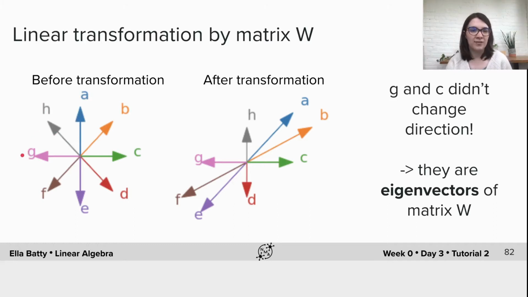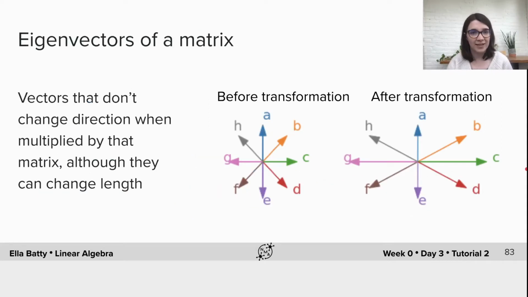But you might notice that two of the vectors, G and C, aren't changing direction. These are eigenvectors of the matrix W. And eigenvectors of a matrix are just that, vectors that don't change direction when multiplied by that matrix. They can change length though, so here C and G are still eigenvectors, even though they're getting longer.